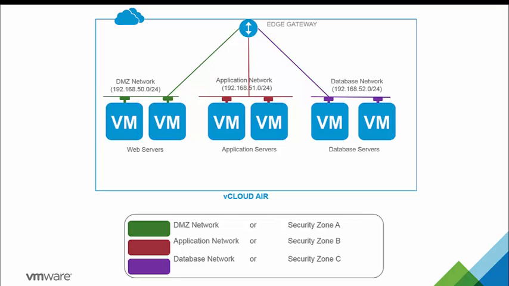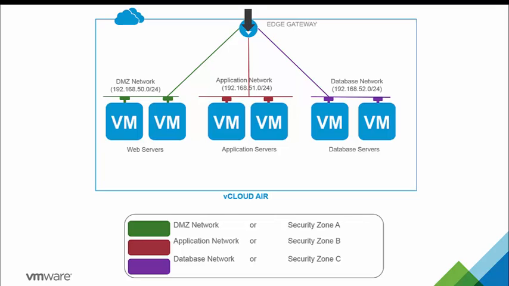Now, all of these networks are connected to an edge gateway, and the edge gateway serves as a perimeter device that separates the internet from the internal networking in vCloud Air. And because the edge gateway is equipped with an included stateful layer 3 firewall, we can restrict what traffic can see each other, either web servers, application servers, or database servers.